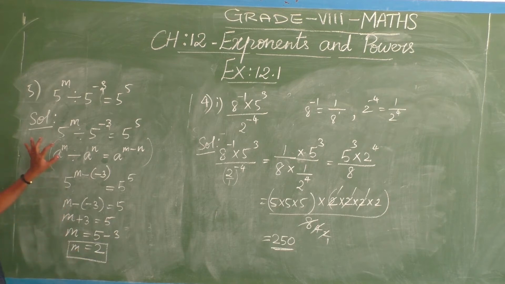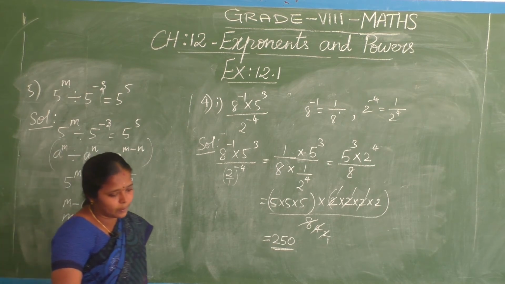What I did? I have taken the second law, a power m divided by a power n is equal to a power m minus n. Based on that, powers can be subtracted. So I wrote like this. That side also bases are same. Both are equal. So, I took only the powers and simplified. Final answer for m is 2. Understood?